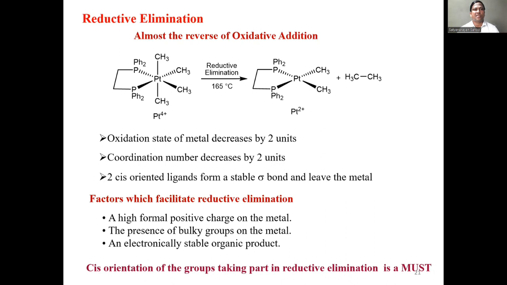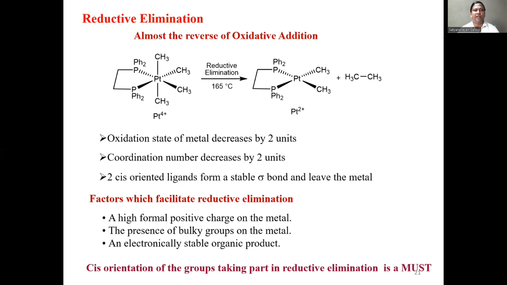In the last class, we discussed organometallic compounds, and mostly we discussed oxidative addition. Today we'll discuss the reverse of oxidative addition, that is reductive elimination, and this is almost the reverse of oxidative addition. In oxidative addition, basically two new ligands were added to the metal center, and there is an increase in oxidation number by 2 units, as well as the electron count increases.